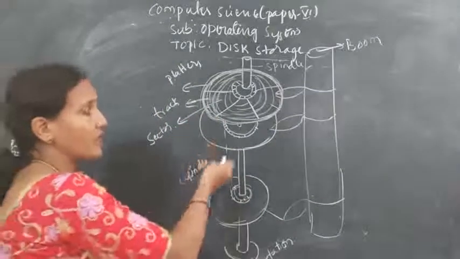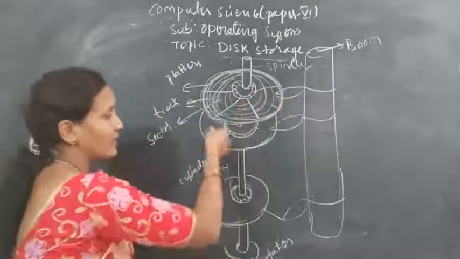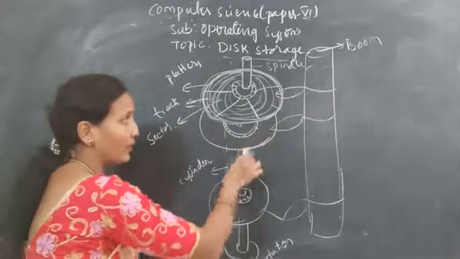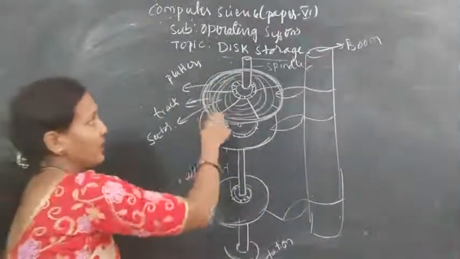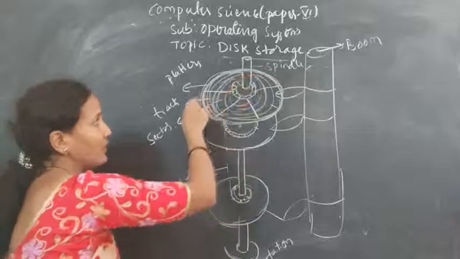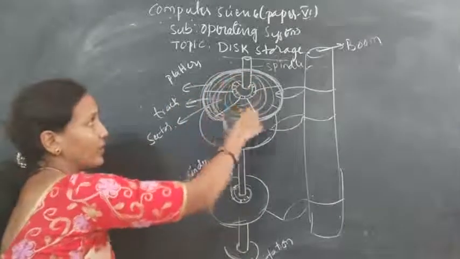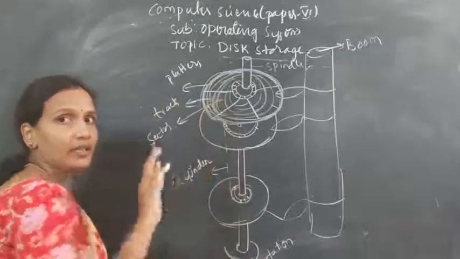As already said, one hard disk is a collection of thousands of platters, and each platter is a collection of different tracks, and each track is divided into a number of parts that are called sectors.